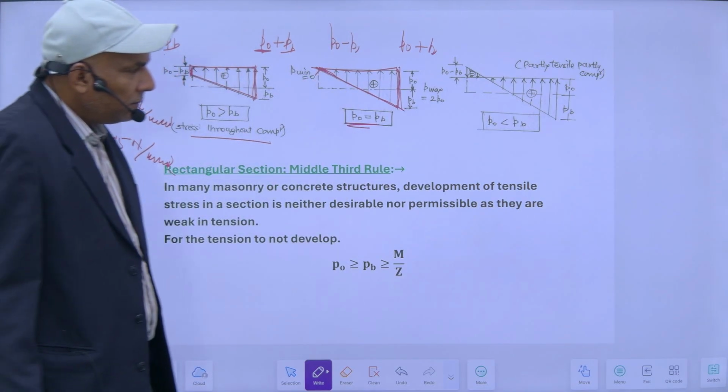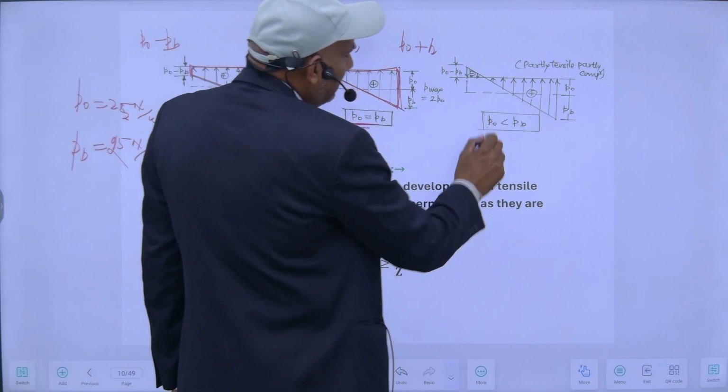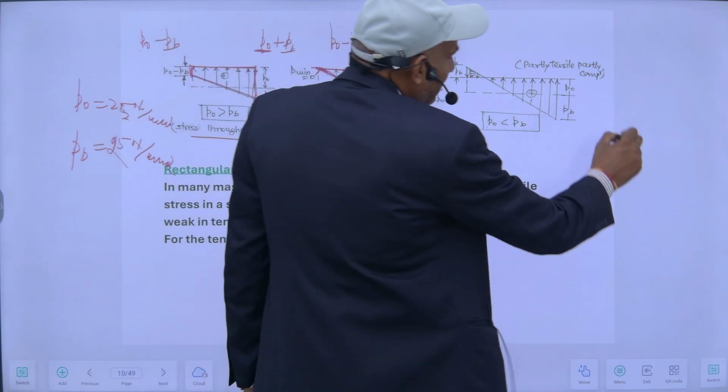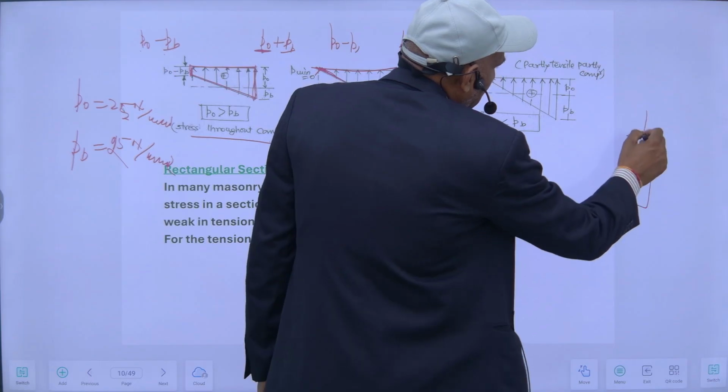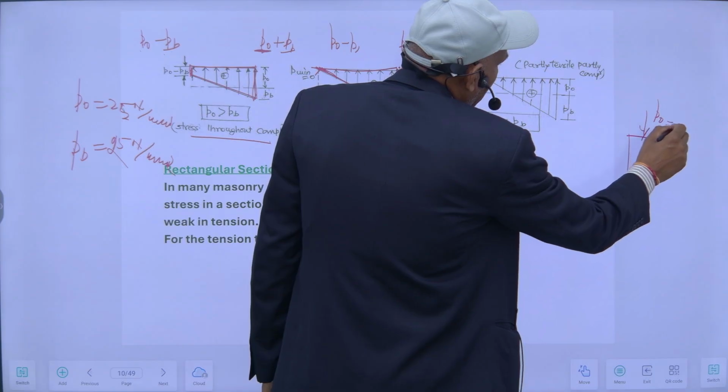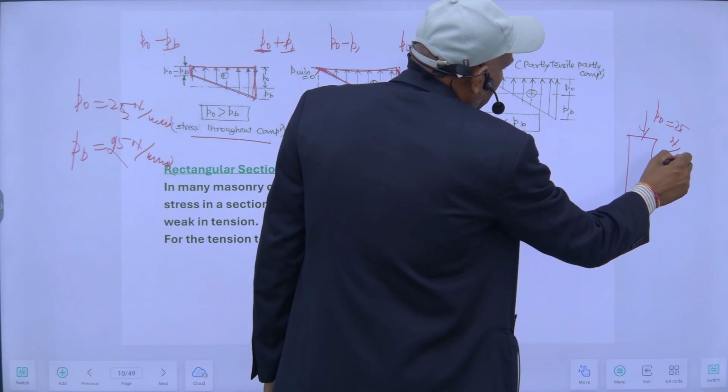What happens when direct stress is lesser than the bending stress? Suppose my direct stress is this direct stress, minus 25 Newton per mm square.